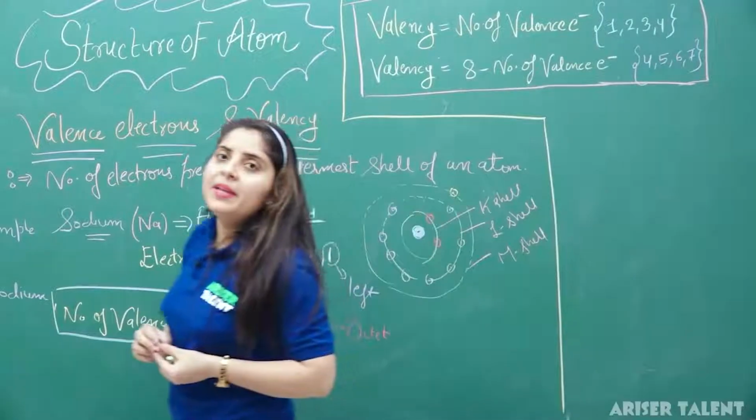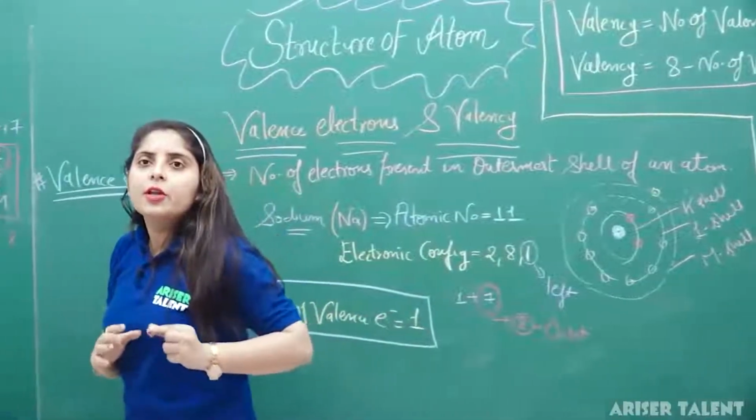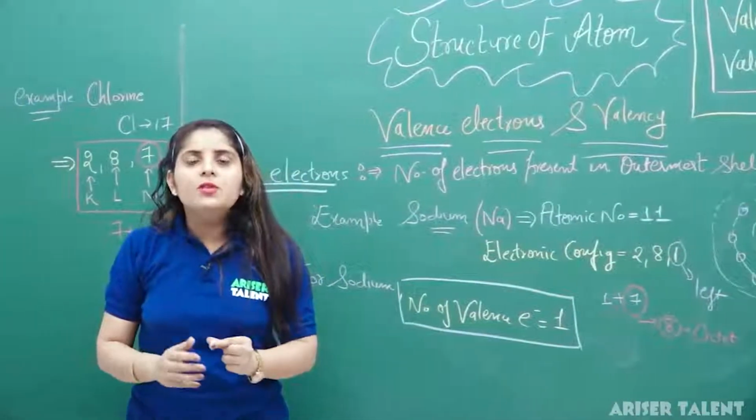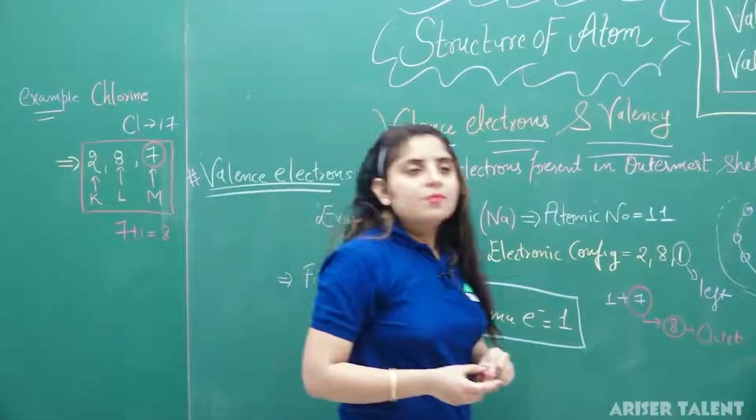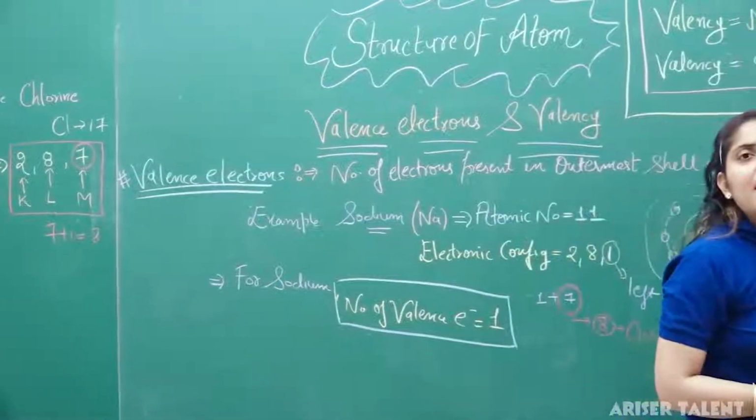So we have completed our topic, that is electronic configuration, valence electrons and valency. Now we will start our new topic, that will be the mass number and atomic number.